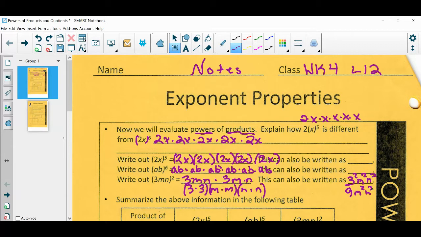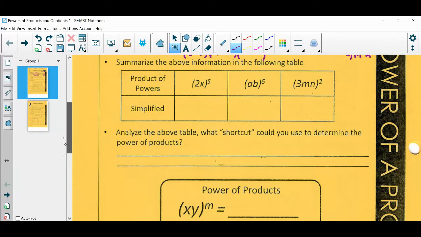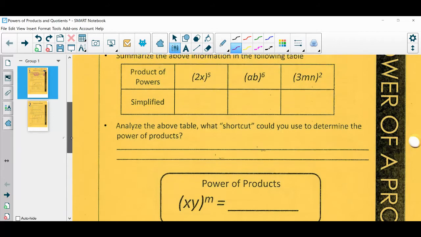So up here, same thing. Well, it's kind of like a distributive property idea. 2 is getting raised to the second power. I'm sorry, 5th power. X is getting raised to the 5th power. A is getting raised to the 6th power. B is getting raised to the 6th power. So again, it's like this distributive property almost, right?